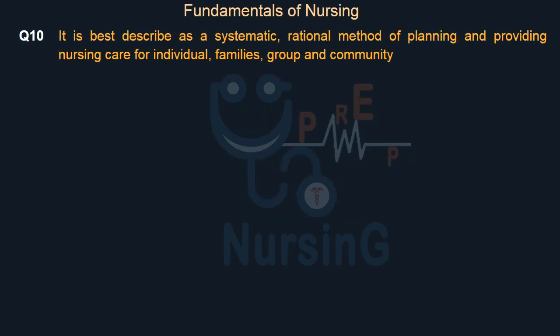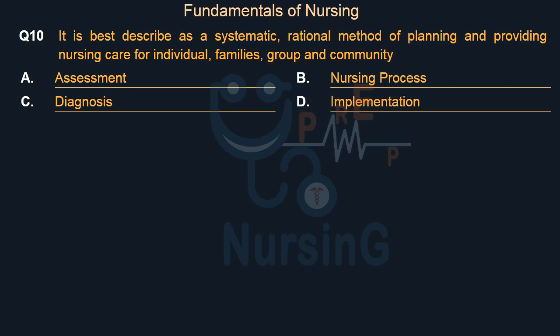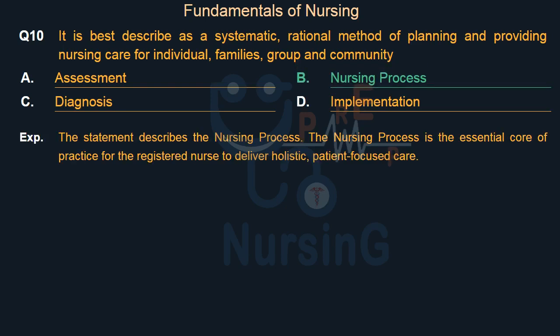It is best described as a systematic, rational method of planning and providing nursing care for individuals, families, groups and community. Option A. Assessment. Option B. Nursing process. Option C. Diagnosis. Option D. Implementation. Right answer is Option B. Nursing process. The statement describes the nursing process. The nursing process is the essential core of practice for the registered nurse to deliver holistic, patient-focused care.